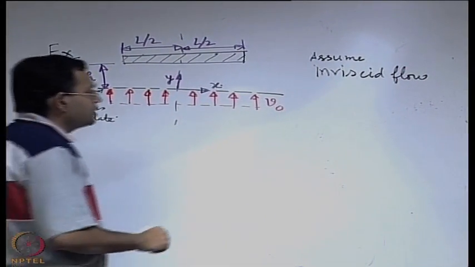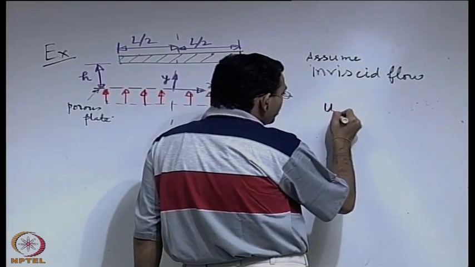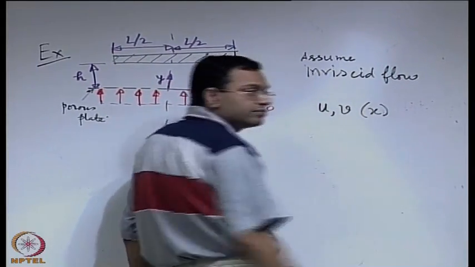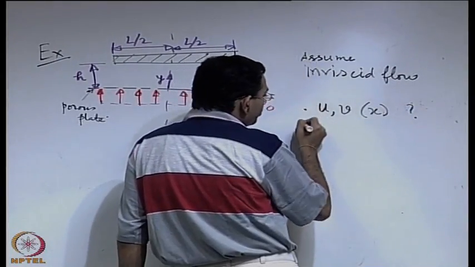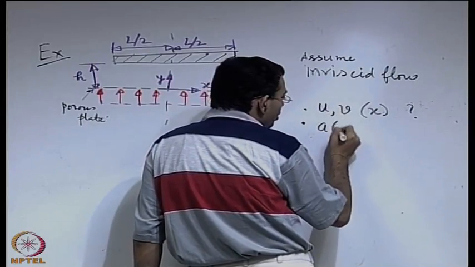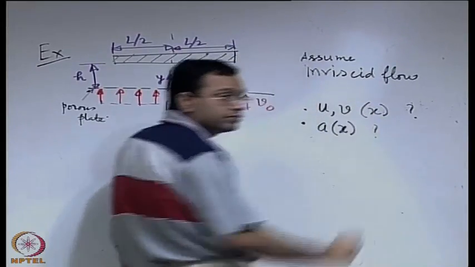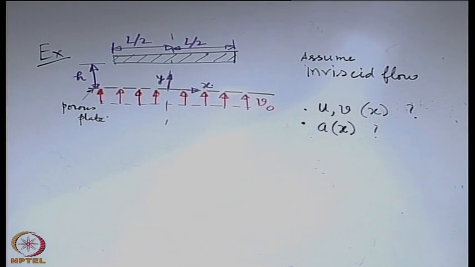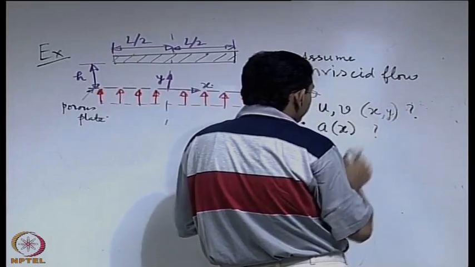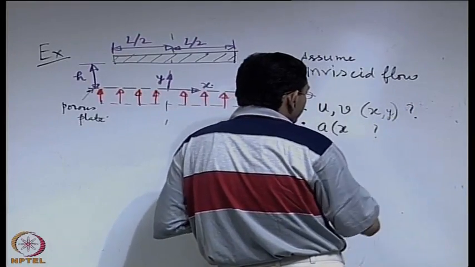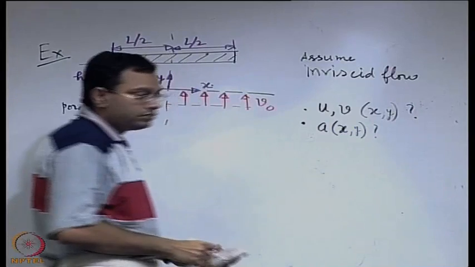What is your objective? Your objective is to find out the velocity components u and v as functions of x, that is number 1, and number 2, what is the acceleration of fluid at a given x, or maybe at a given x comma y. So when we say x, maybe let us make it generalized, say it could be x as well as y.